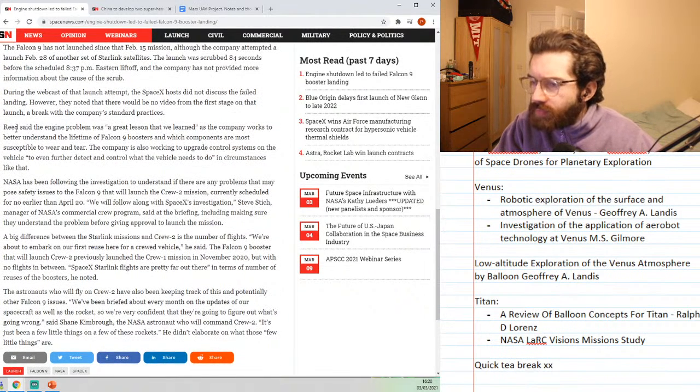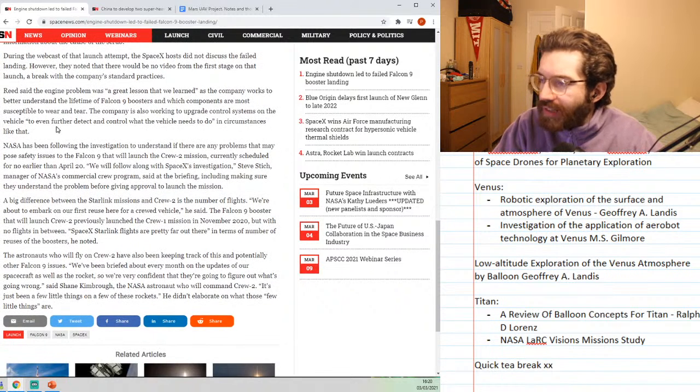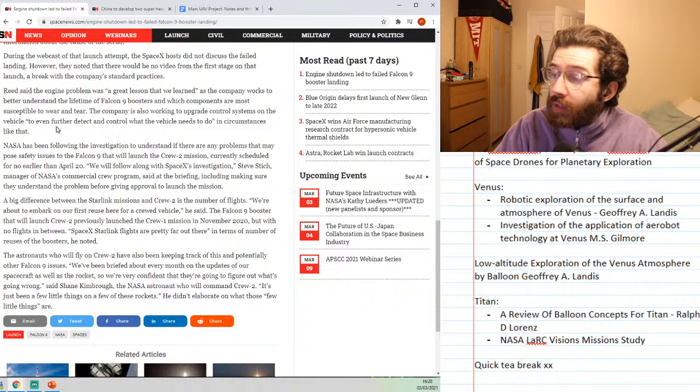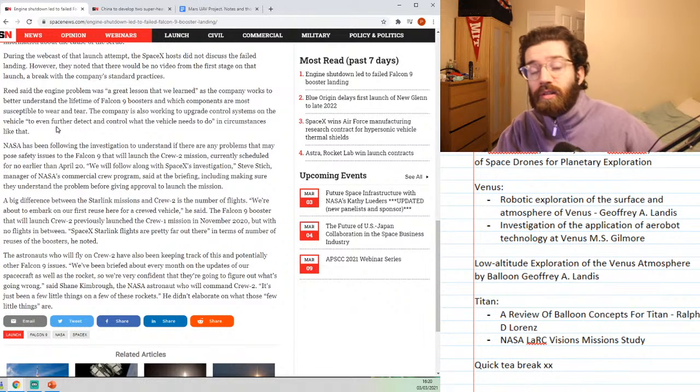So Reed said that the engine problem was a great lesson that we learned as the company works to better understand the lifetime of the F9 boosters and which components are most susceptible to wear and tear. The company is also working to upgrade control systems on the vehicle to even further detect and control what the vehicle needs to do in circumstances like that.